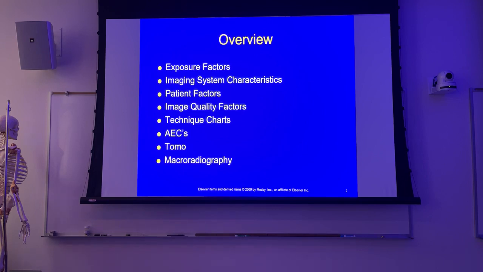We'll talk about the imaging system characteristics. We'll talk about patient factors and how that's going to relate to the remnant beam striking the image receptor, and how we can adjust our technique to adjust to those patient factors. We'll talk about the image quality factors. We'll talk about different types of technique charts.